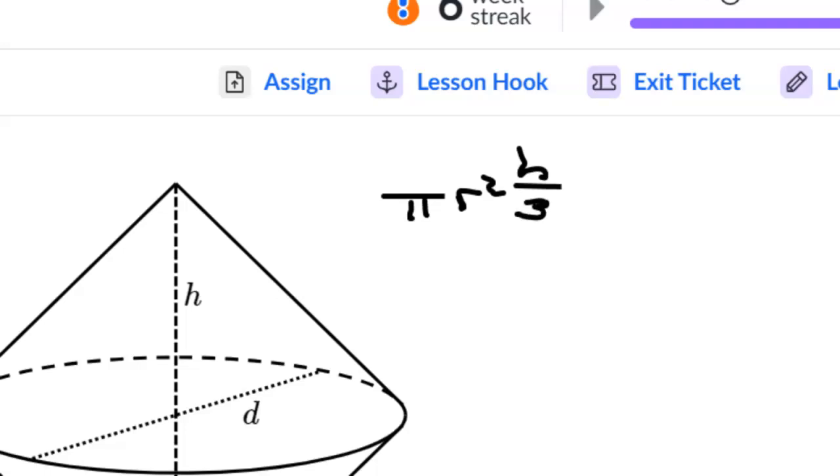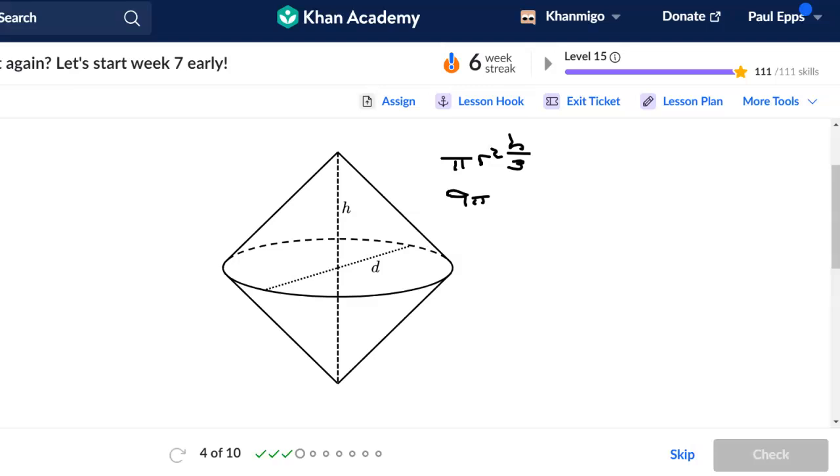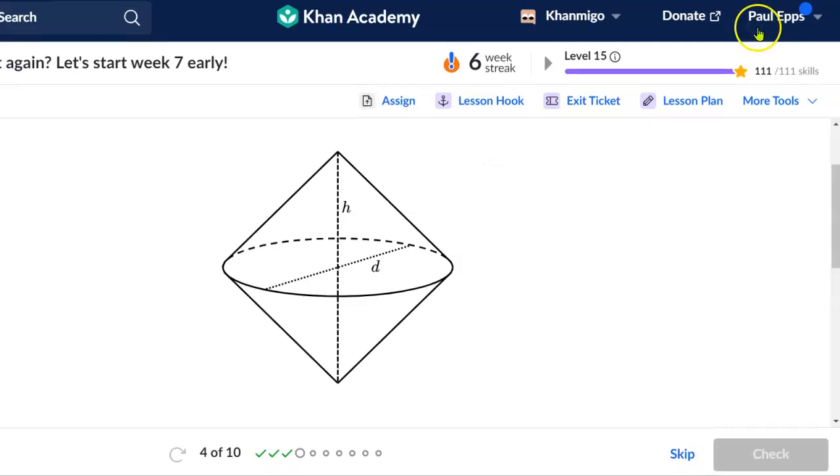All right, in this case, the diameter is 6, so r is 3. H is also 3. So this is pi r squared. R squared is 9. We have 9 pi times height over 3. And the height is 3. So 3 over 3 is 1. So the volume of one of these cones is 9 pi. Let me double check this. Set the zoom back out. Okay, keep that in mind, 9 pi.